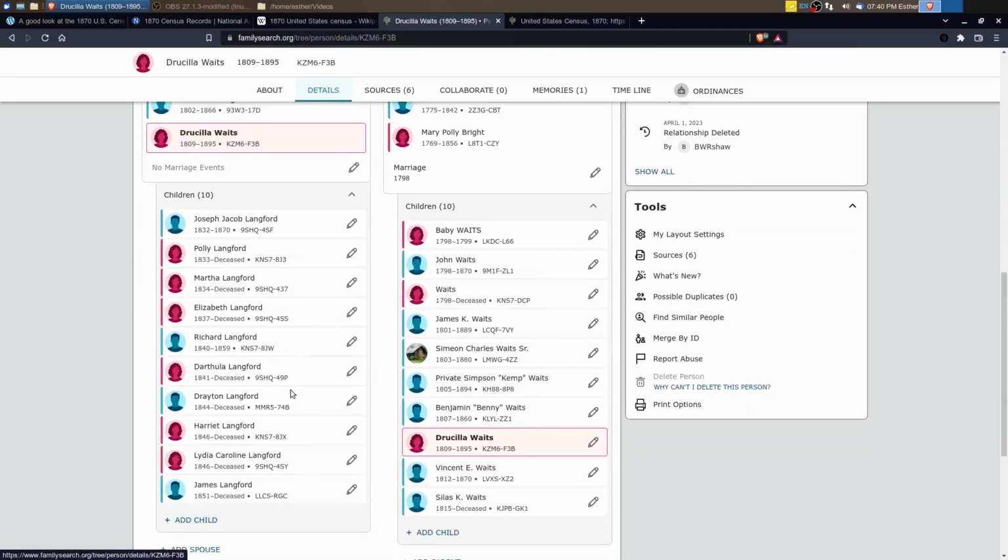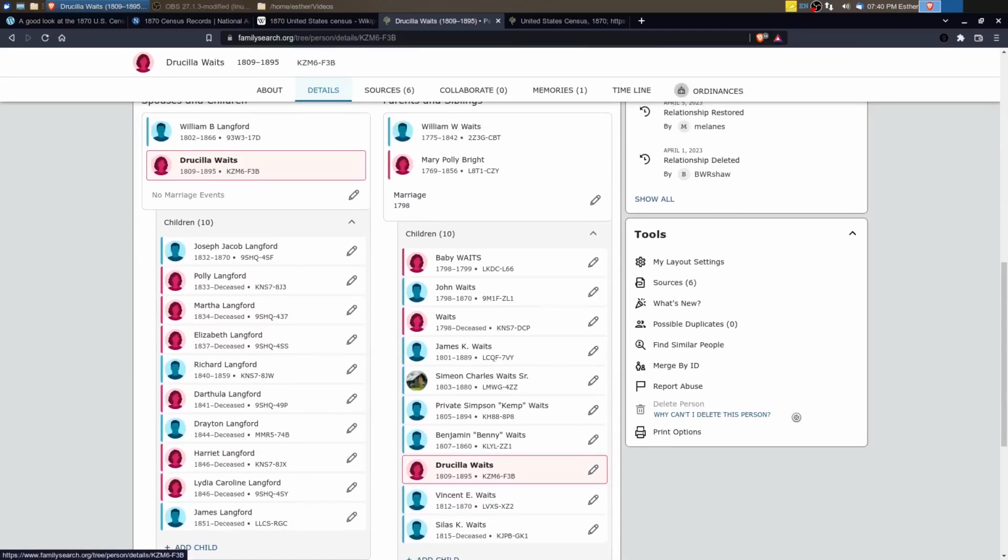Let's look at the makeup of the family. You can see here that Drucilla Waits was married to William Langford, and they had 10 children. If you were to look in the 1850 and even the 1860 census, you would see pretty much all of these children alive and living with William Langford and Drucilla Waits. So if you wanted to see the impact of the American Civil War on a family, this is a really good example, because we're going to take a look at how many people are in the household in 1870.